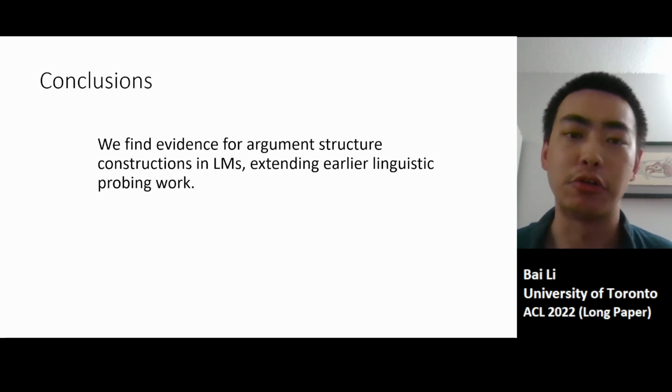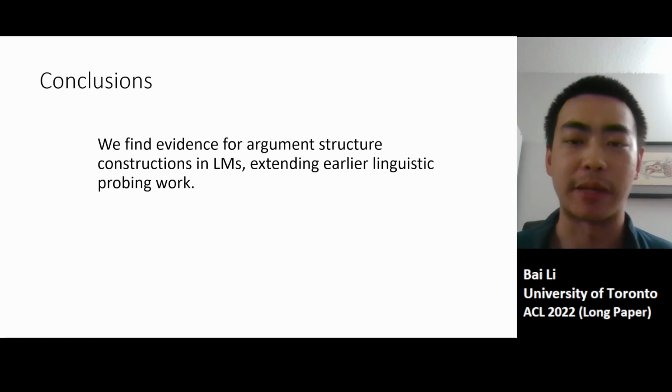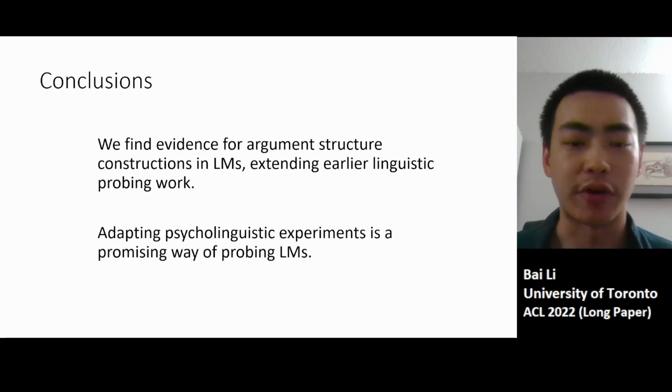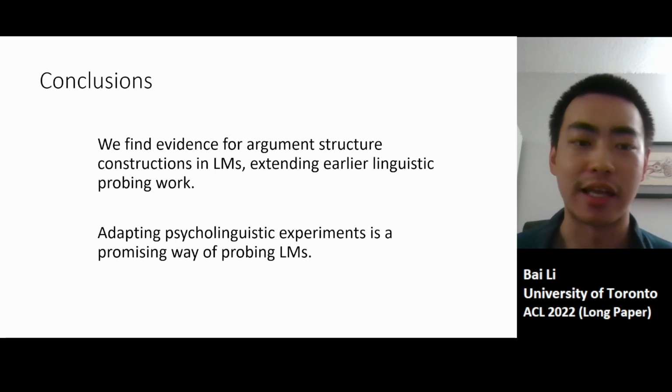Finally, let's conclude what we have learned in this paper. So in this paper, we found some evidence for argument structure constructions in language models, extending earlier work in linguistic probing. We have also found that psycholinguistic experiments are a good way of informing ways to probe language models, because they have experiment methodologies that we can adapt, and they also have data that we can use for language model probing.